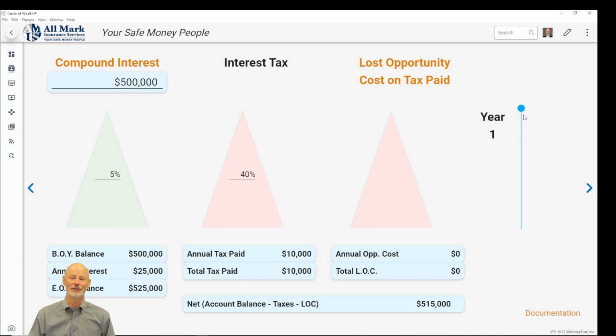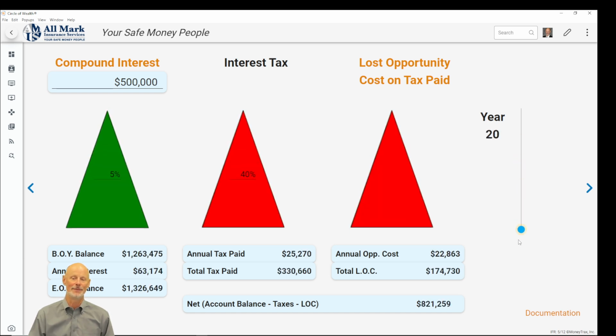So if we calculate in the lost opportunity cost on those taxes over that period of time, we have another $174,730 in money we would have had otherwise. So take your end of the year balance on your compound interest, subtract out the taxes that were paid, and the lost opportunity cost, and your net balance at the end of the day is $821,259. Now, hopefully I went slow enough for you to understand that.